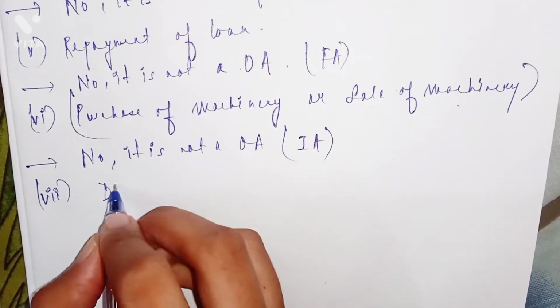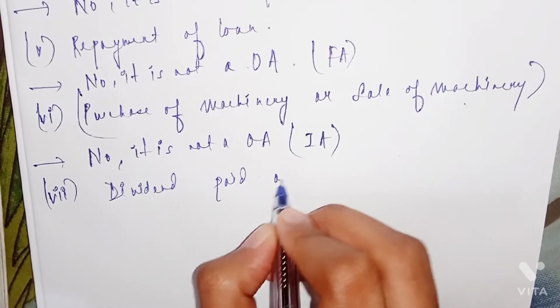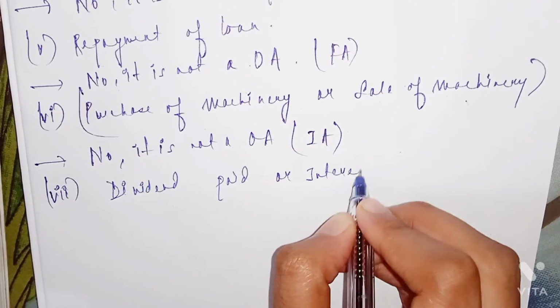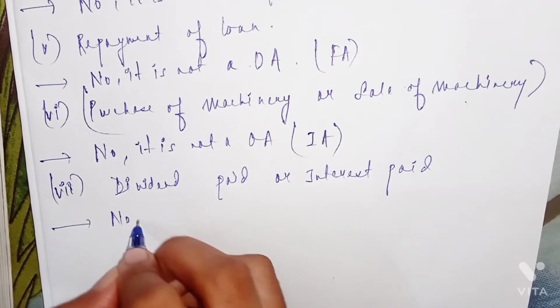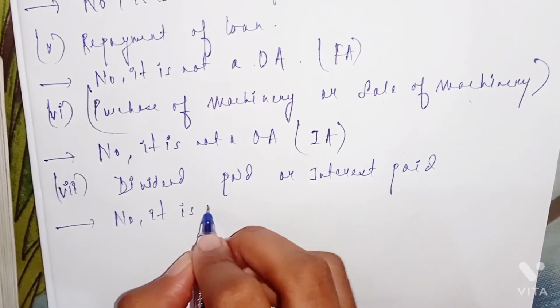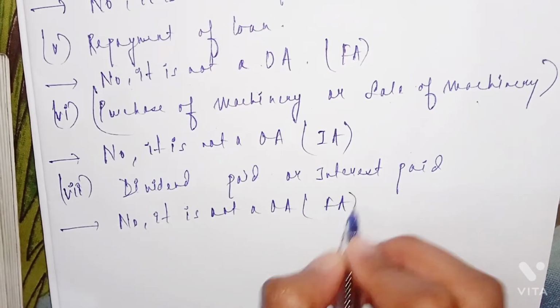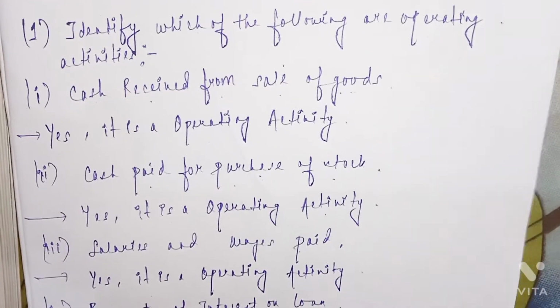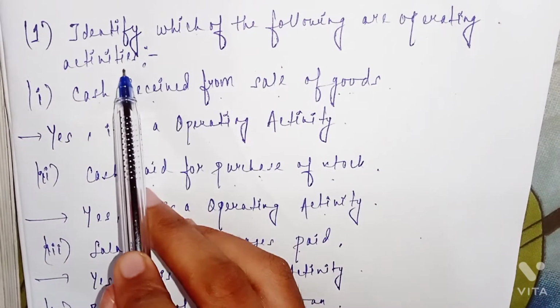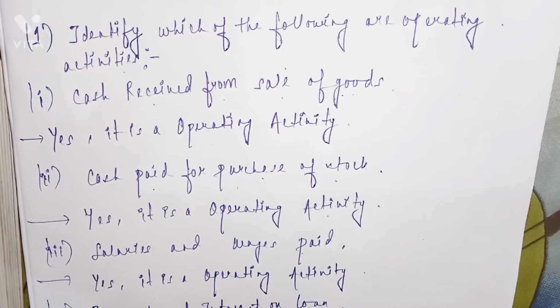When any dividend is paid or any interest is paid, it is also not an operating activity, it will be a financing activity. So here I am done with my sum number 1. In this first sum we have learned what items will be included in the operating activities, what will be the inflows, what will be the outflows, and what activities are operating activities and what are not.